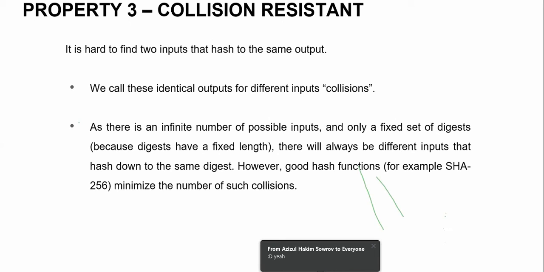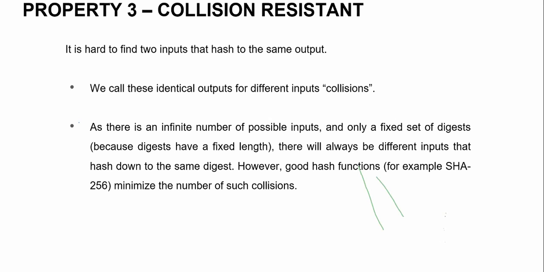Now, of course, the length of the output is fixed, whereas the size of the input can be arbitrary. That means the size of the input is much bigger than the size of the output. Because of that, there must be collisions. So you know there must be collisions no matter what kind of hash function you have. But when you say collision resistant, it means that yes, I know there are collisions, but it's impossible to come up with one.